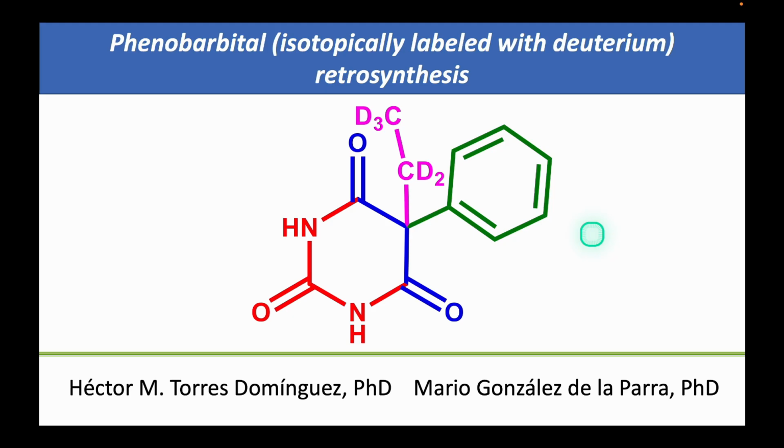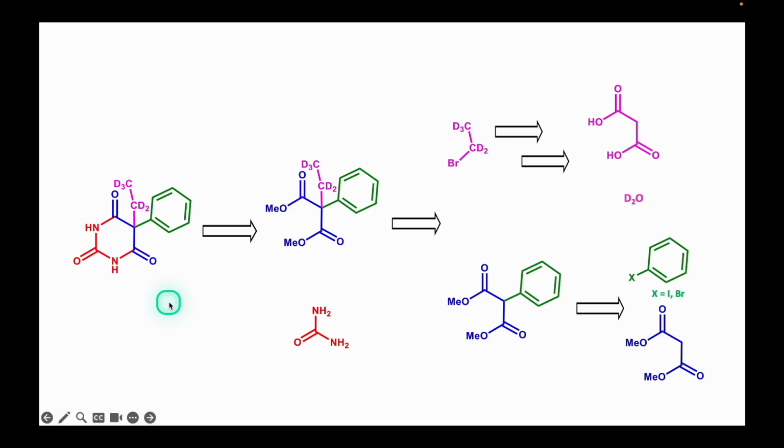this drug. In general, the retrosynthesis generates the labeled disubstituted malonate as the first precursor and urea as the raw material. This precursor, in turn, can be prepared from commercially available and accessible raw materials, with the primary source of deuterium being deuterated water, as we will see later.